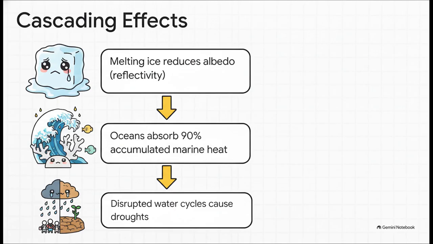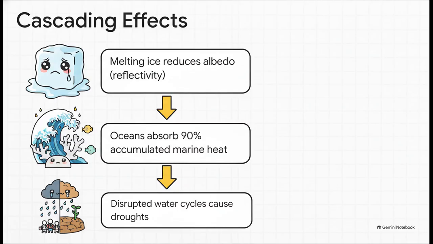As temperatures rise, sea ice melts. Now, ice has high albedo, which just means it's super reflective and bounces sunlight away to keep the Earth cool. When that ice melts, that reflective power drops, which causes even more warming. Meanwhile, our oceans are doing heavy lifting, absorbing about 90% of the accumulated excess heat.